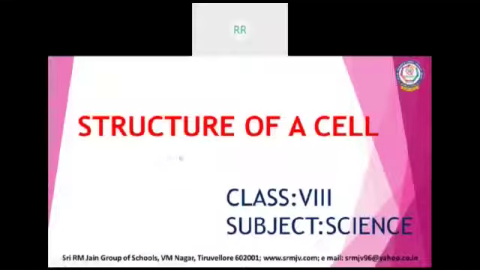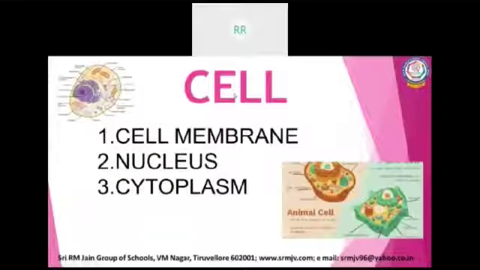Today, we are going to discuss the structure of a cell. All plant and animal cells have three cell parts: the cell membrane, the cytoplasm, and the nucleus. The cytoplasm and nucleus are enclosed within the cell membrane, also called the plasma membrane. The membrane separates cells from one another and also the cell from the surrounding medium.